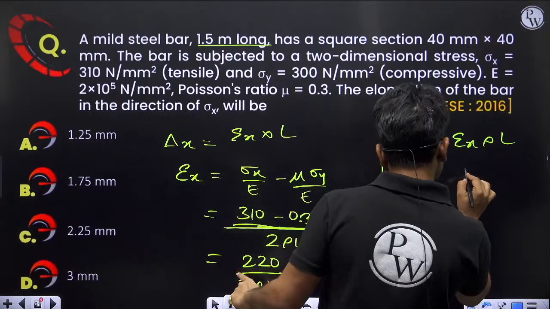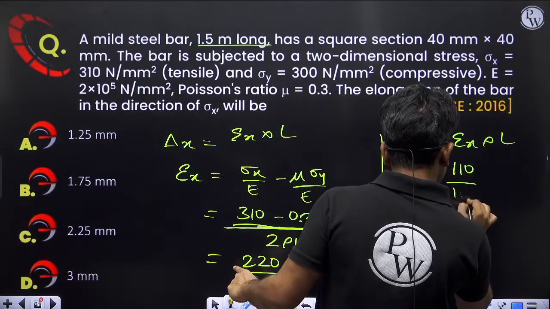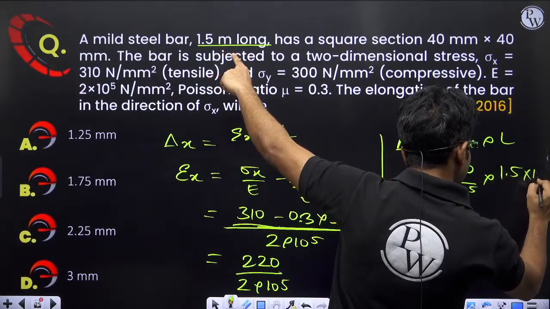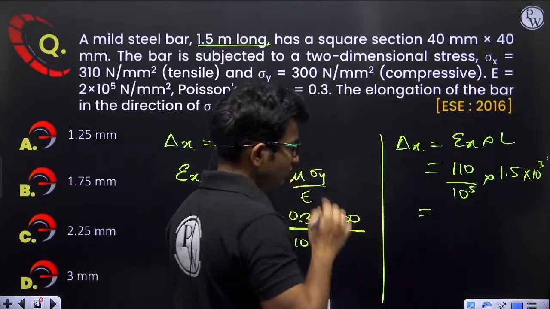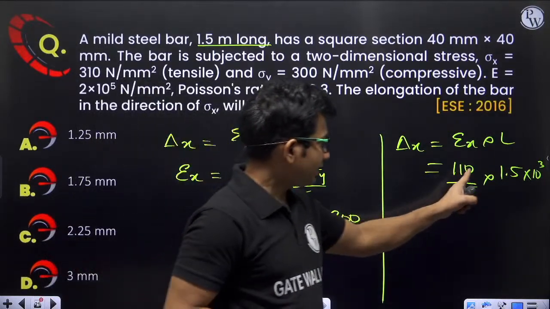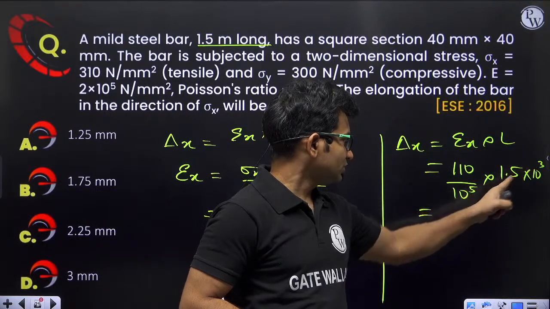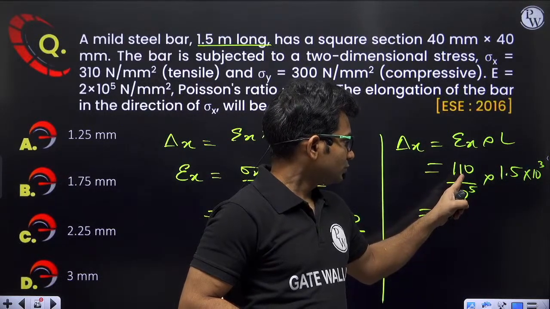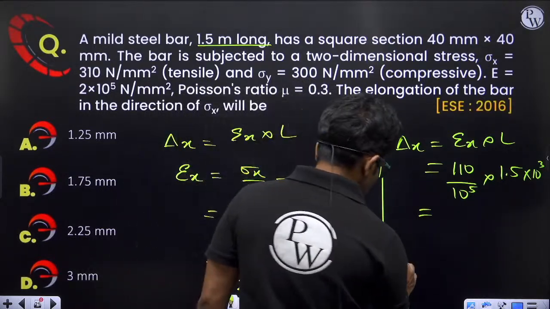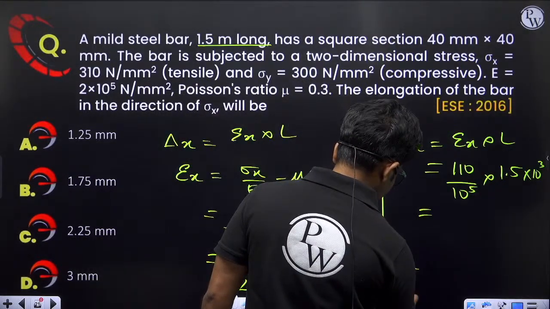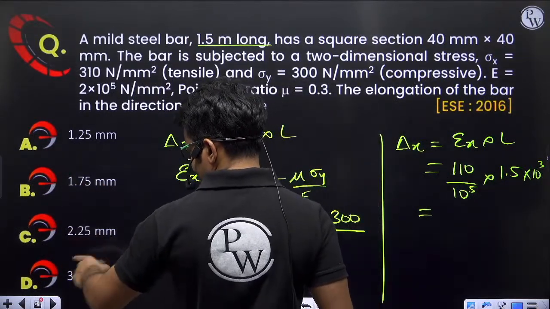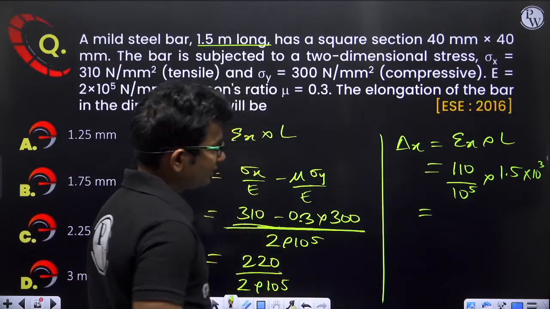So what is the strain? 110 upon 10 to the power 5. What is the value of length? 1.5 meter. Converting into mm, this will be mm. So how much are we getting? Here at the top there are 4 zeros, here 5 zeros. So 1.1 into 1.5. 1.1 into 1.5, that is 1.65.